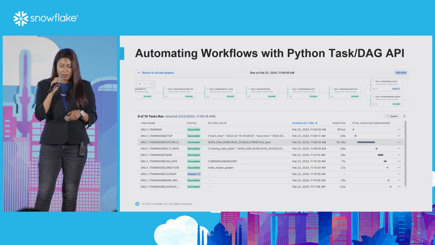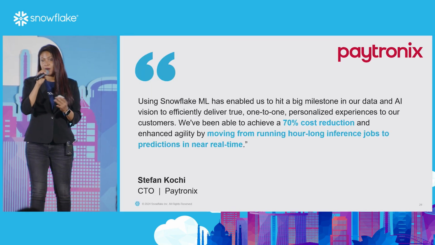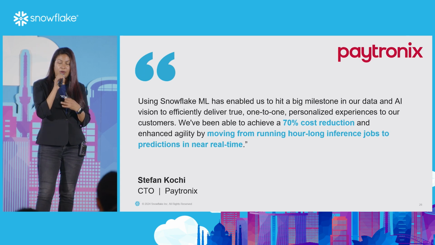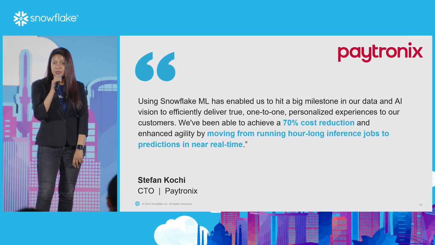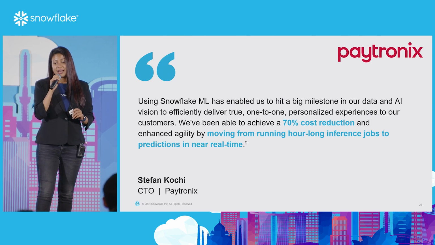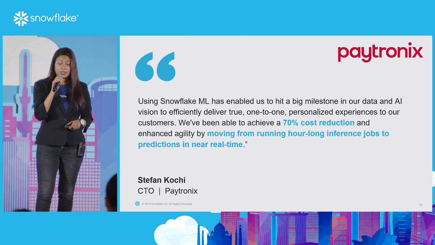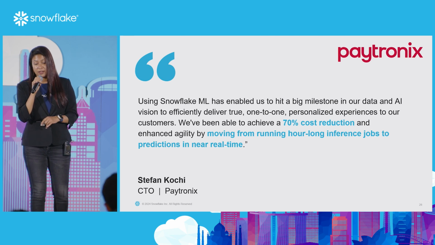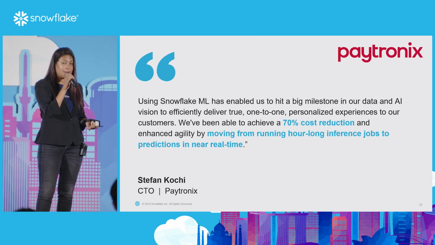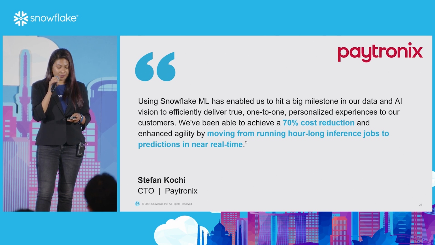All right, summarizing it. Our customers' words speak louder than whatever I say or marketing says. So this is from one of our customers called Patronics. They have achieved a 70% cost reduction by using Snowpark ML, and also moving from running hour-long inference jobs to prediction in near real time. We can run micro batches, mini batches, all these inferences that can really accelerate the inferencing time and run your models faster.